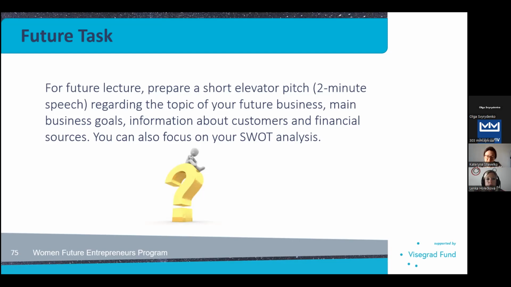And your task for the future will be to work with your goals more actively. You outlined them perfectly today, and thank you for that. But try to prepare a short elevator pitch, a 2-minute speech. Most of you managed it today, but try to focus also on your potential SWOT analysis, on your strengths, potential weaknesses, any opportunity in your field, and also any threats, if there are any. So about a 2-3 minute speech regarding your goals, your business plan, okay? This presentation with this task will be available for you.